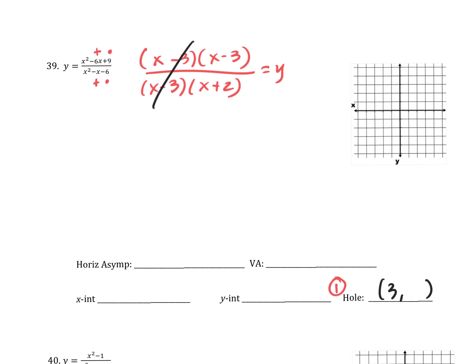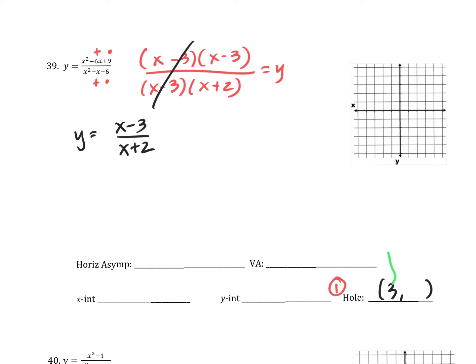And what I think is really important, now we rewrite what is left. So let's say y equals what's left: x minus 3 over x plus 2. That was what's left. Okay, so that is what we're left with. You guys, this is then what we plug that 3 into to find out where the hole is. Let's plug that in.